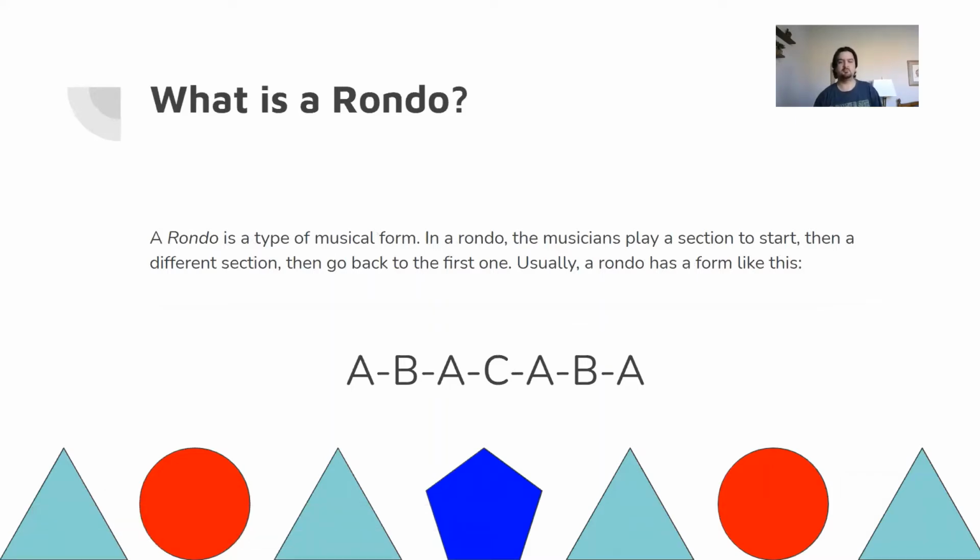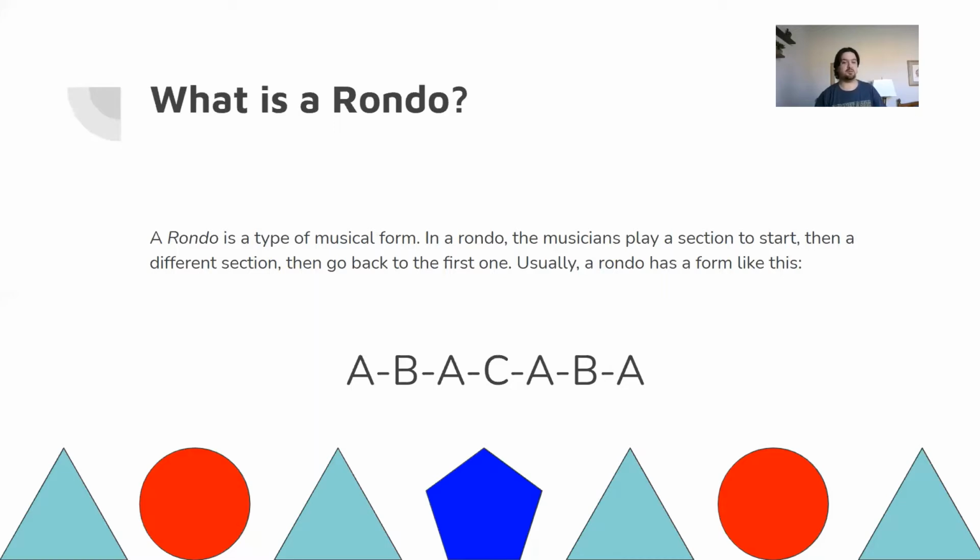In a rondo, the musicians play a section to start, then go to a different section, then go back to the first one. Usually a rondo has a form that works like this: section A, section B, go back to section A, go to section C, go back to section A, go to section B, and go to section A. So there's a lot of repeating. You hear a section at the very beginning, and that's the one you're going to hear the most.